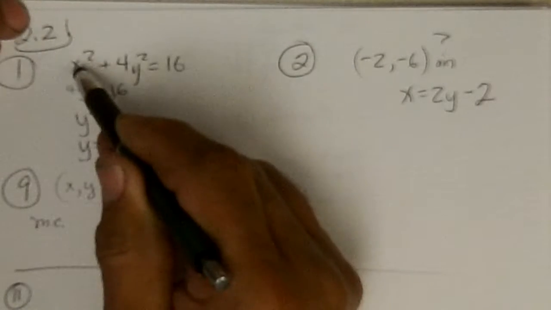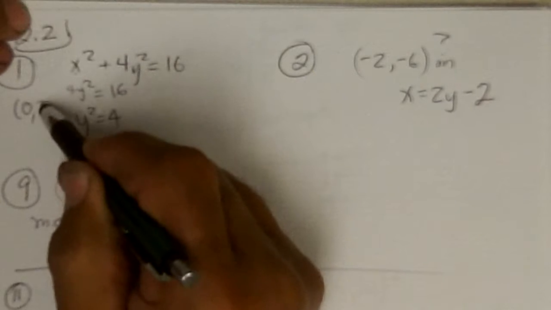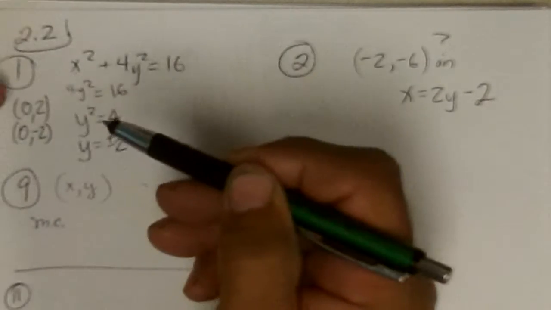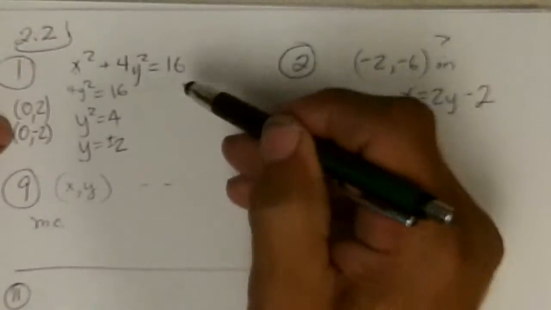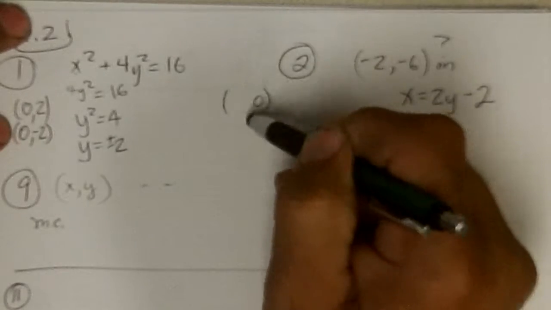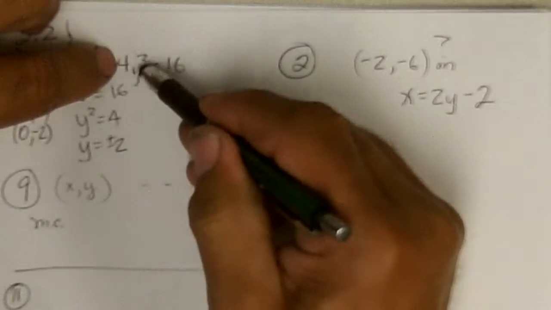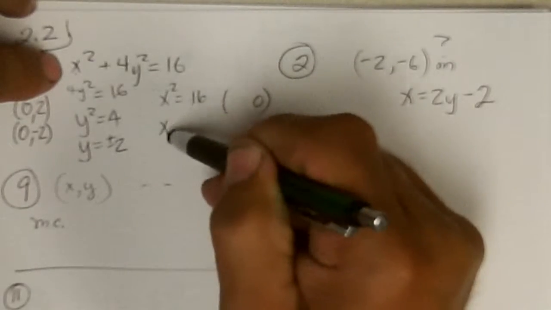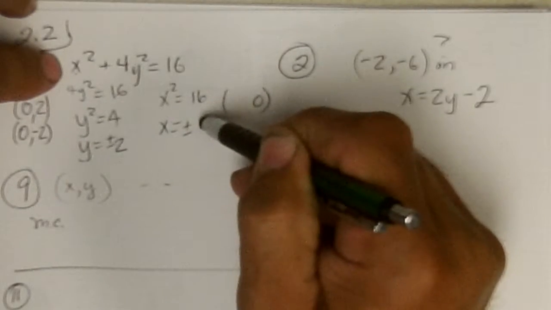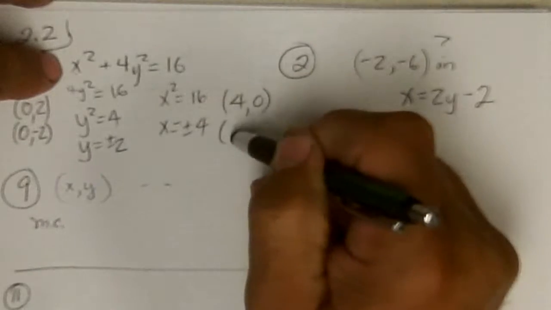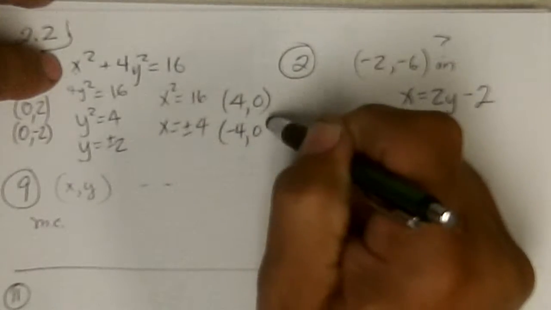So that was with x being 0, y equals 2, and x equals 0, y equals negative 2. Intercepts are points, so there they are. Now, if I make y be 0, then 4 times 0 squared is gone, and we get x squared equals 16, and x equals plus or minus 4 when we take the square root of both sides. So x is 4 when y is 0, and x is minus 4 when y is 0.